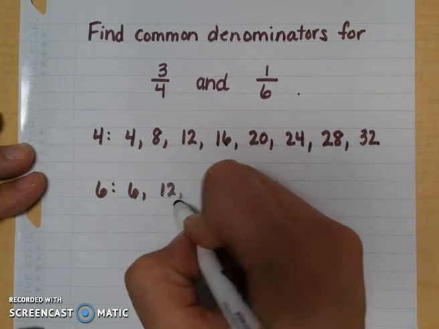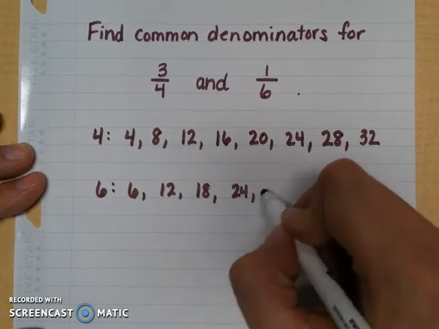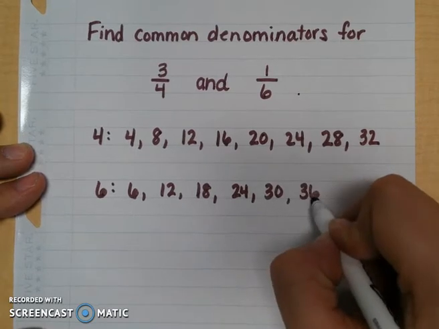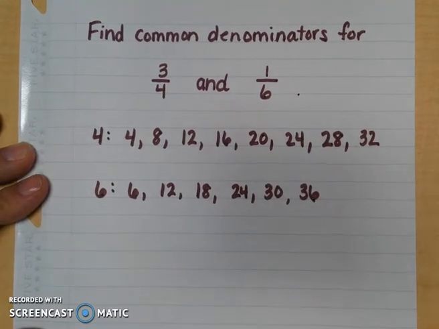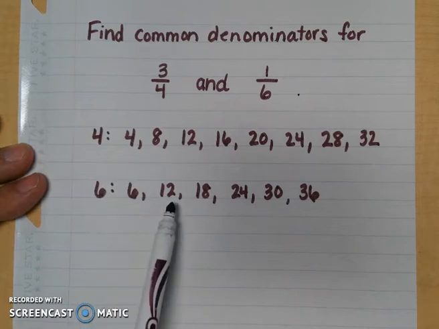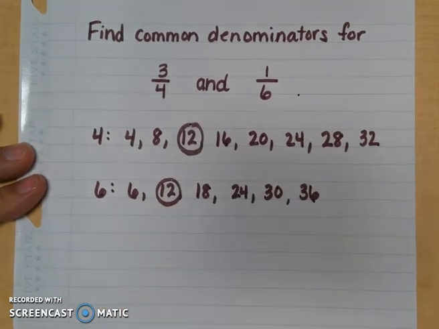6, 12, 18, 24, 30, 36. I'll stop there. Now we're going to look for multiples that both 4 and 6 have. They both don't have 6. They both have 12. That is going to be our common denominator.